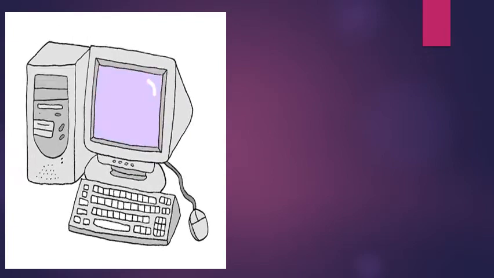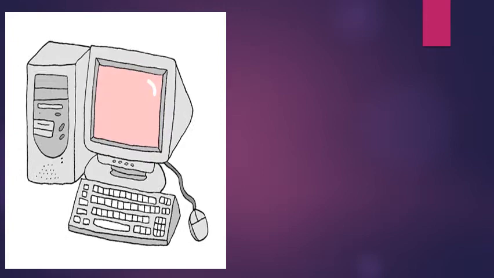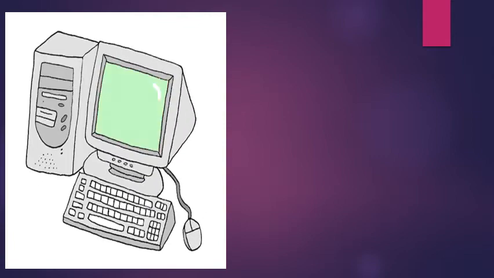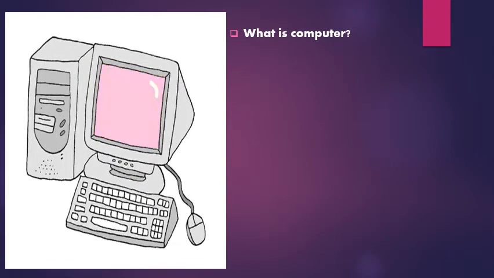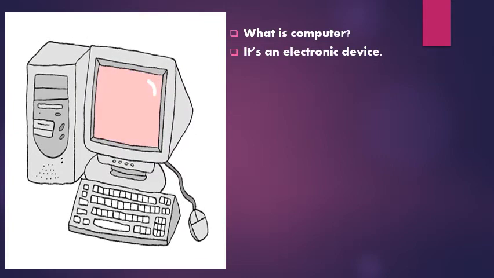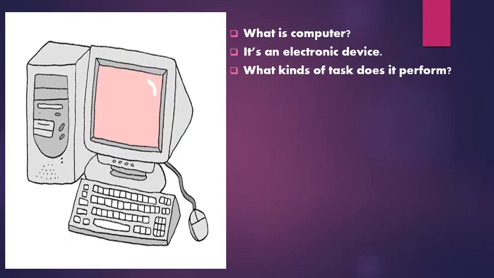So students, before starting our chapter and going towards the depth of our chapter, that how computer works, let's see some of the easy questions so they will help us. Number 1, what is computer? Everybody knows, and you have been taught since your class 3, I guess 2, that it's an electronic device. It works with electricity. Okay, this is a very easy question. But what kind of task does it perform?